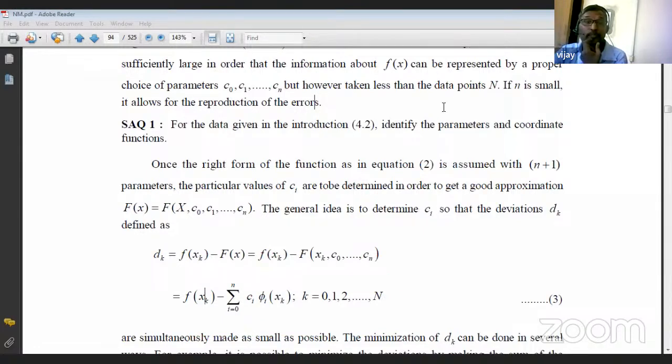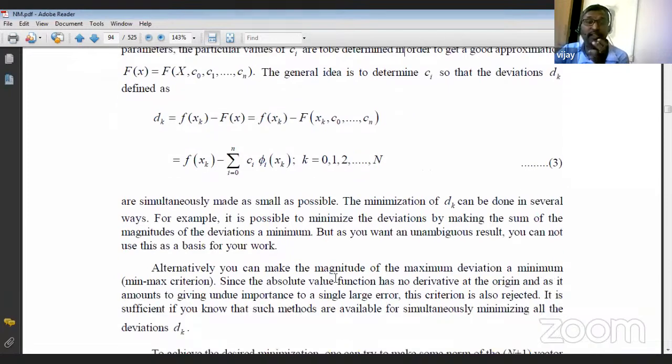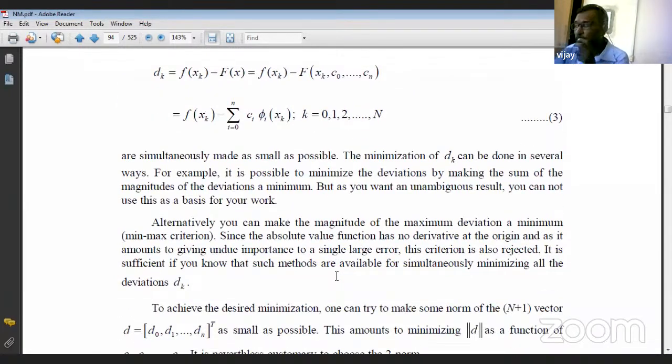So the deviations are to be made simultaneously small. Minimization of the deviations can be done in several ways. One can minimize the deviations by making the sum of the magnitudes of the deviations small. But if you want unbiased results, you cannot use that as a basis. You can take the alternative also.